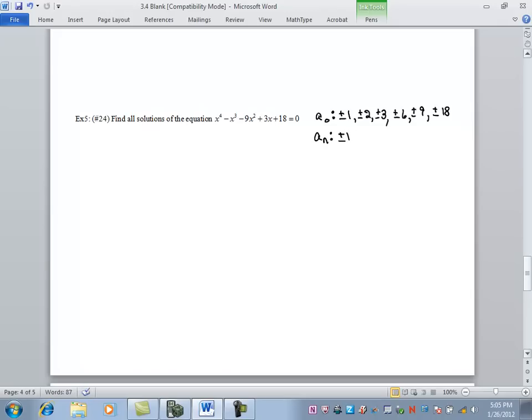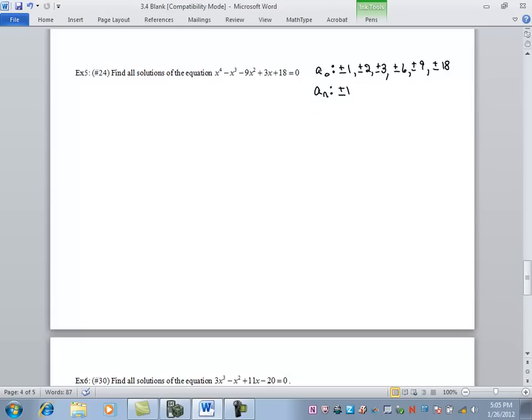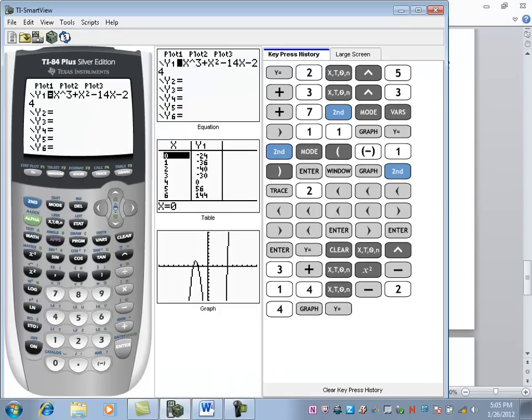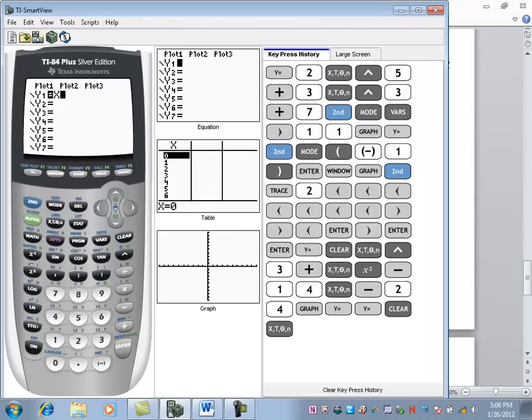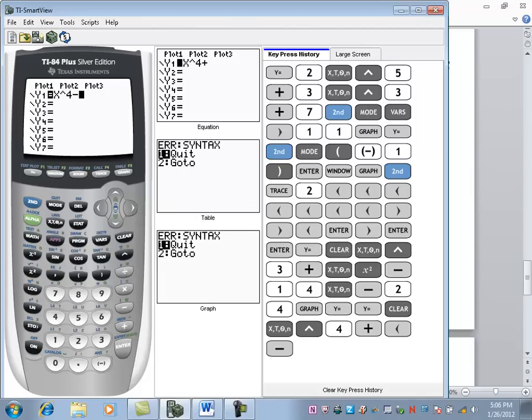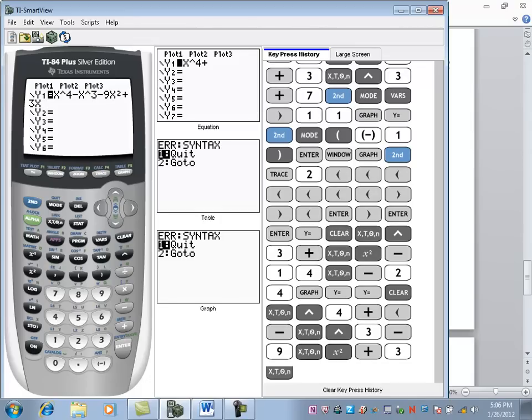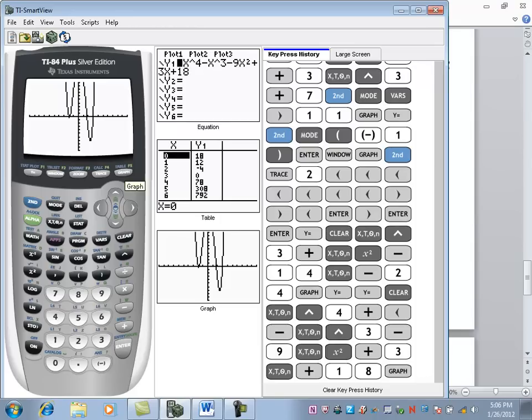Alright, so now, just as I did before, we're going to ask the graphing calculator to help out. I'm going to go back here and take a look at this. Clear this out. So we've got x to the 4th minus x cubed minus 9x squared plus 3x plus 18. Alrighty, and so to the graph we go. Ooh, let's take a look at this.